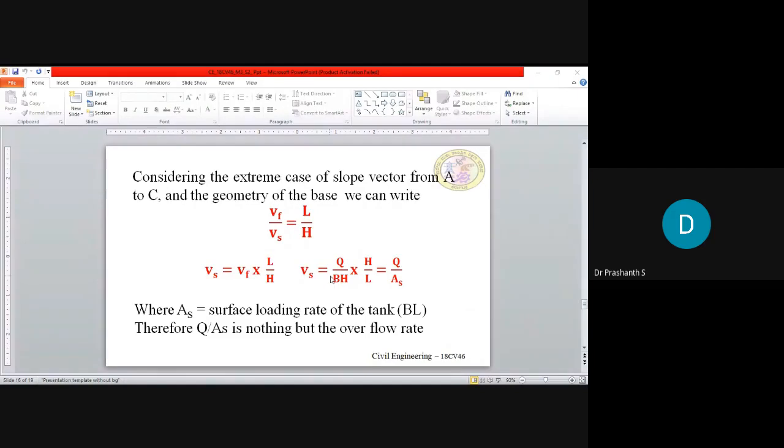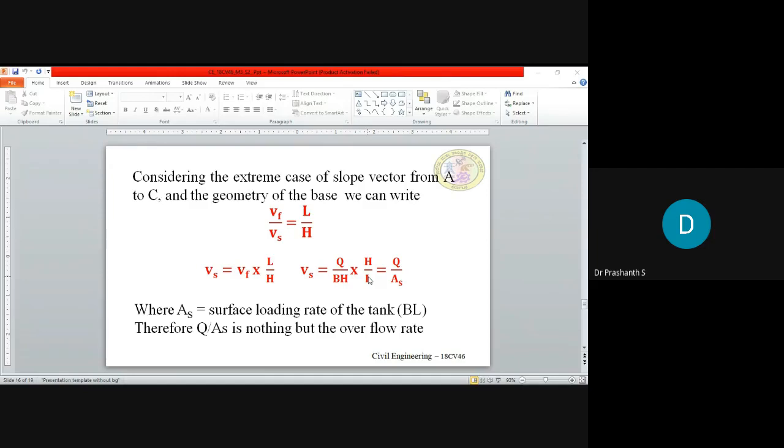So if you take the geometry of this, Vs by Vf is equal to H by L, so Vs is equal to Vf into H by L. Then Vf is Q by BH, so Vs is equal to Q by BH into H by L. What is BH? H cancels, and you get Q by BL. What is BL? Breadth into length, which is nothing but the surface area.